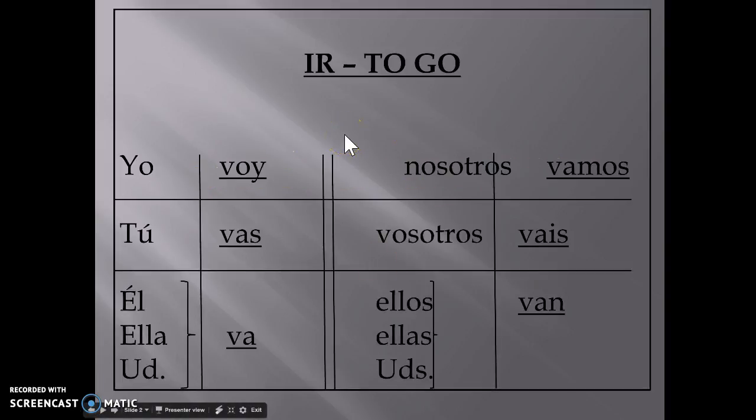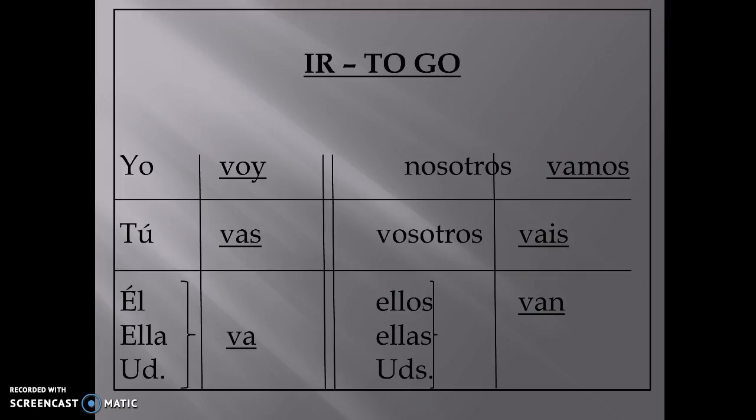The first thing you need to make sure you do is correctly write down the conjugations of the verb ir. Yo voy is I go. Tú vas is you go, informal. Él, ella, and usted va is he goes, she goes, or you go, formal. Nosotros vamos is we go. Vosotros vais, you all go.